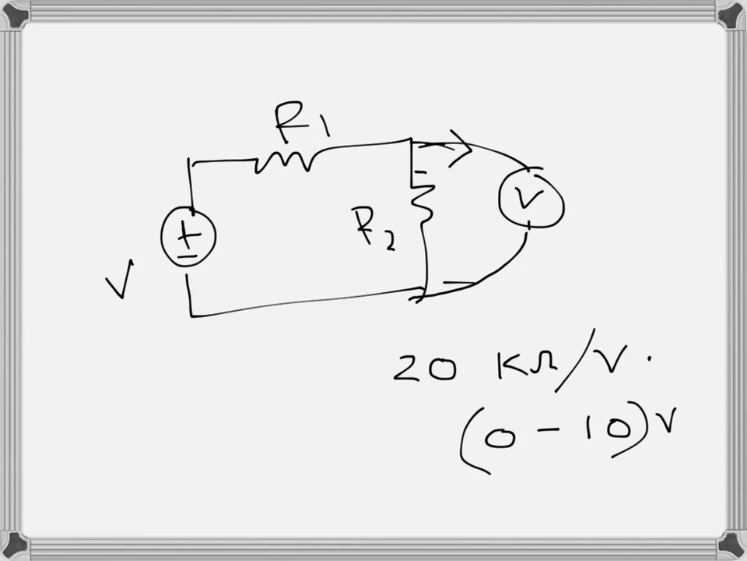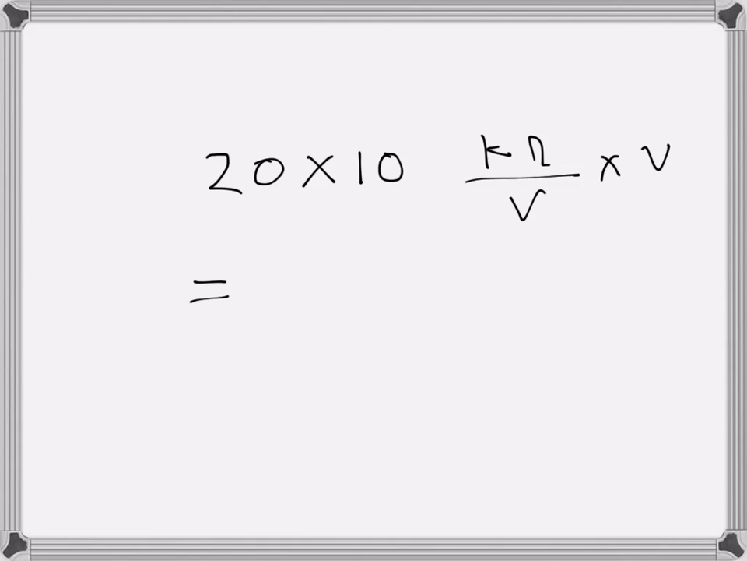Then we know that the resistance that the voltmeter possesses is something like this. We take the maximum voltage. So the sensitivity, which is in kilo ohms over volt, is multiplied by the maximum possible range of the voltage, that's the highest voltage that it can measure. So this is V. The result we get is 200 kilo ohms. So this is the resistance of the voltmeter.